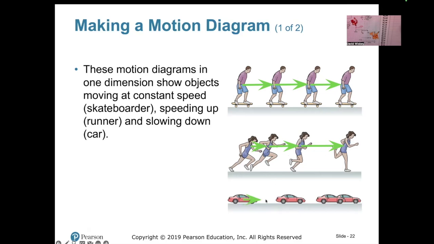Now, this one down here on the bottom, here's my car. From the first frame to the second frame, my arrow looks like this. Then on the second one, it looks like this. And over here, it looks like this. So my arrows are getting shorter. That means it's slowing down. So the skateboard's moving at a constant speed, the runner's speeding up, and the car's slowing down.